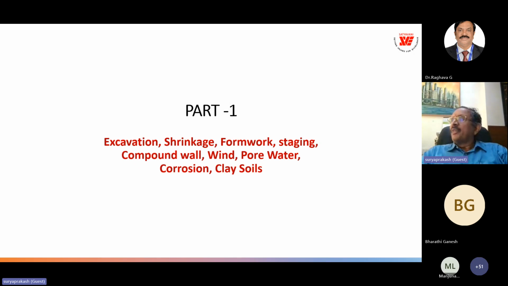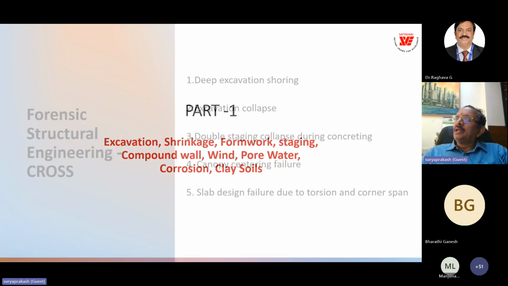And wind: the failures are problems due to wind and pore water pressure. Underground pore water pressure is another cause of problems, which require repair and rehabilitation. Corrosion, of course, is the most common thing in steel, reinforcement and structural steel. And clay soils, expansive soils, or swelling pressure soils. So these are all the cases I'm covering in part one.